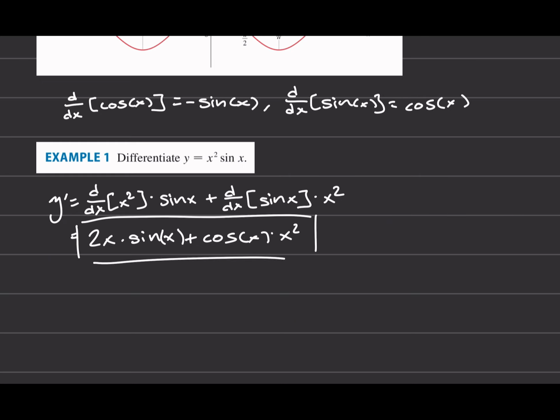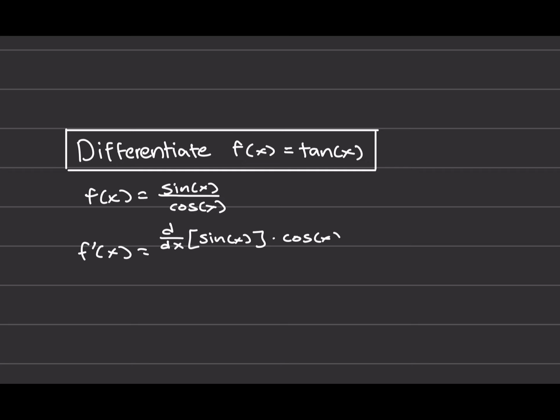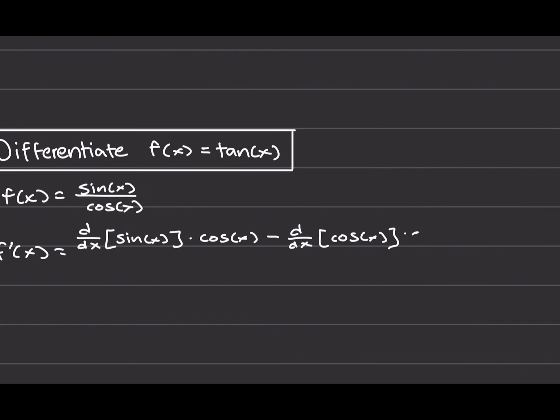Nothing too fancy there. Now, I want to differentiate f of x equals tangent x, broadening our horizons. So how are we going to do this? Well, we don't really see anything out front, but we know that f of x is equal to sine of x over cosine x. And in the last video, we learned about the quotient rule, and that allows us to take the derivative. So we have f prime of x equal to the derivative of the first one times cosine of x, then minus the derivative of the second one, cosine x, times sine of x, and we divide the whole thing by cosine of x squared.